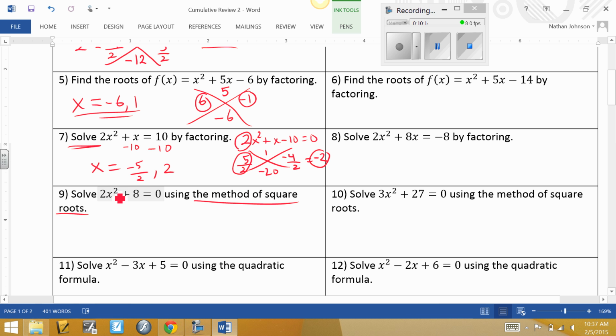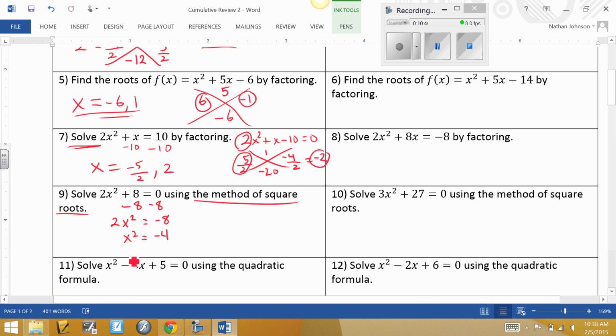Problem 9 is another quadratic equation. I can tell because it has an x squared in it. We're asked to solve this time using the method of square roots. So our approach is a little different here. We don't want to be in standard form. We actually want x squared to be alone when we use the method of square roots. So starting here, I need to begin by subtracting 8 from both sides and rewriting my equation. That gives me 2x squared equals negative 8. Now I need to divide both sides by 2. So when I do that, I get x squared equals negative 4.